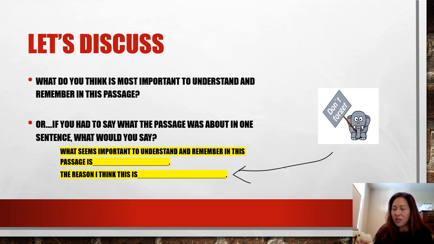So what seems important to understand and remember in this passage to me is that elephants show emotion and kindness like humans do. And the reason I think this is because it talked about how they make joyful sounds when they meet other animals, or they cry when something bad happens. And that was what I was using in my mind to think about what's important to understand and remember in this passage.